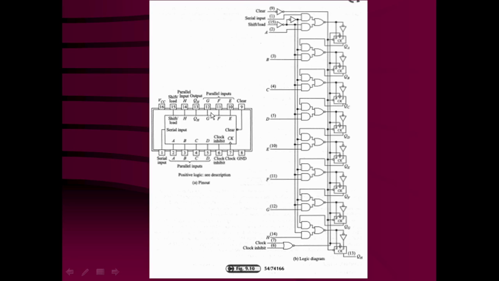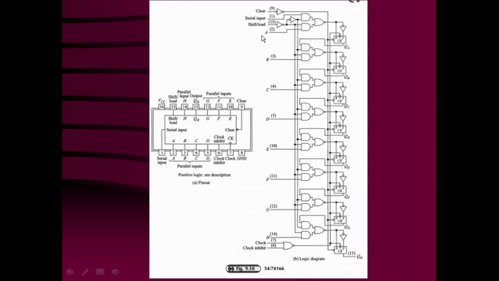If you want to enter the data in a parallel fashion, that means shift load controls. This shift load control, that is pin number 15, should be enabled. And when the shift load control is low, then all the lower AND gates, that means the lower side of this NOR gate, are going to be enabled, and the data is going to be present at the input pins A, B, C, D, E, F, G, H. These data bits will be entered on a single clock transition to the flip-flops.